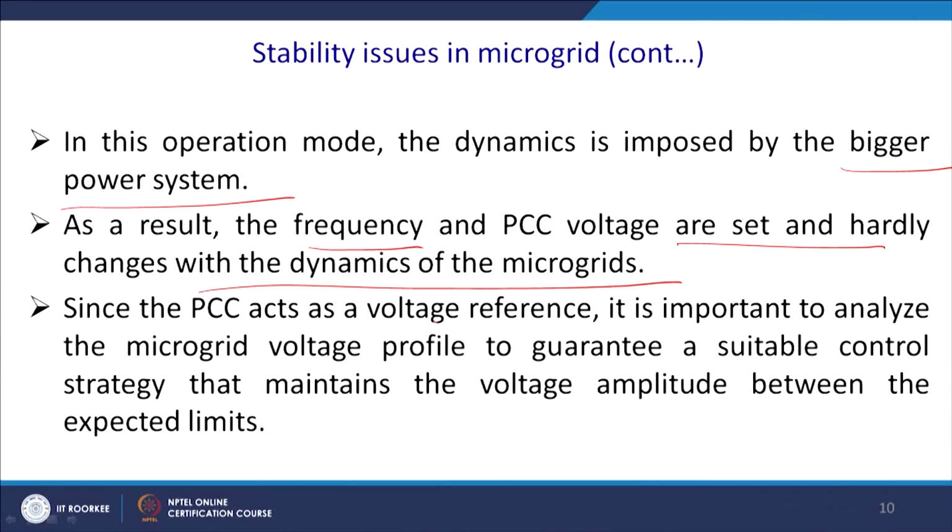So, since the PCC acts as a voltage reference, it is important to analyze the microgrid voltage profile to guarantee a suitable control strategy that maintains the voltage amplitude within an expected limit. Once you are exporting power, you have an energy surplus, you will be in one mode, and bus voltage may increase. If you are importing power, then you will have an energy deficit, and you will put the bus voltage in a different mode. So, accordingly control will come into the picture.